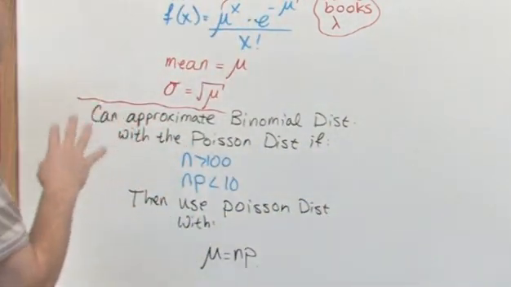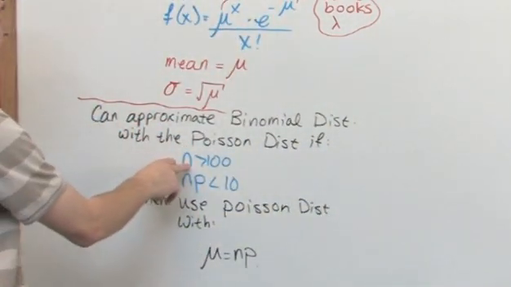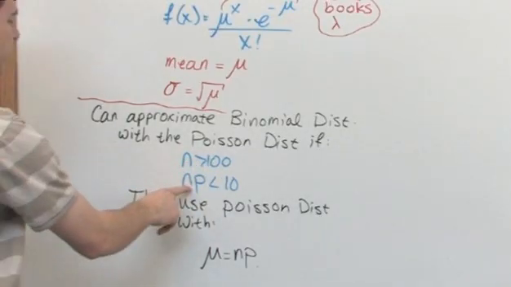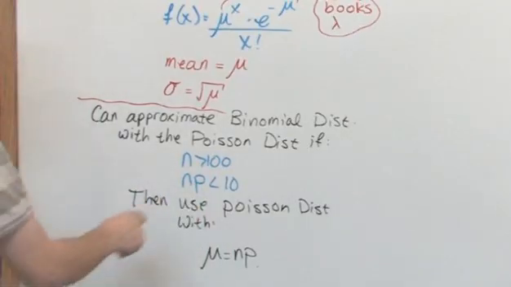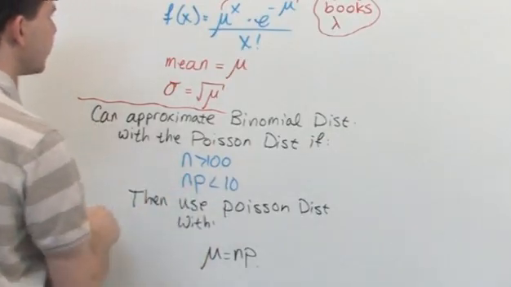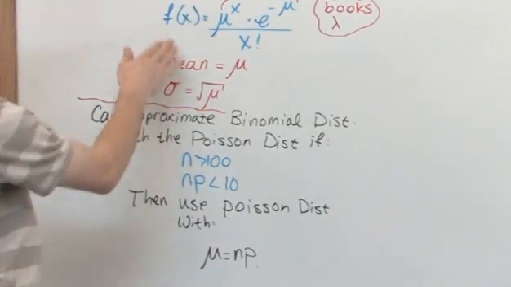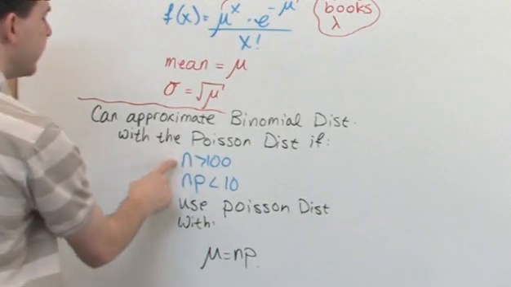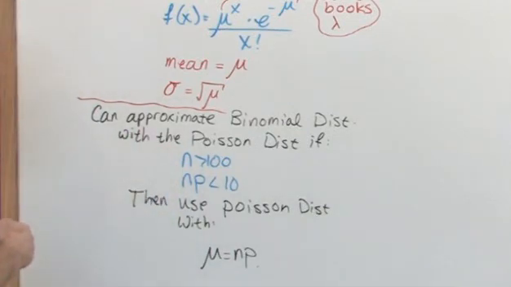But in order for the approximation to work, the number of trials in your binomial trials has to be greater than 100. It's a rule of thumb. And the number of trials times the probability of success p, the product of those two things should be less than 10. If both of these two things are correct, then go ahead and use the Poisson as an approximation, and it'll be pretty close. If these two things are not true, you could still use it, but the answer that you get from the Poisson approximation is not going to be very close to the real life answer. But if these two things are true, then the answer that you get is going to be pretty darn close.